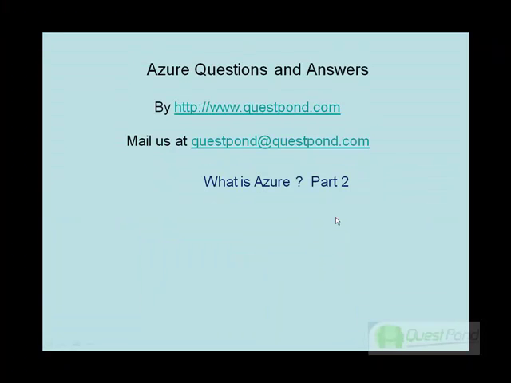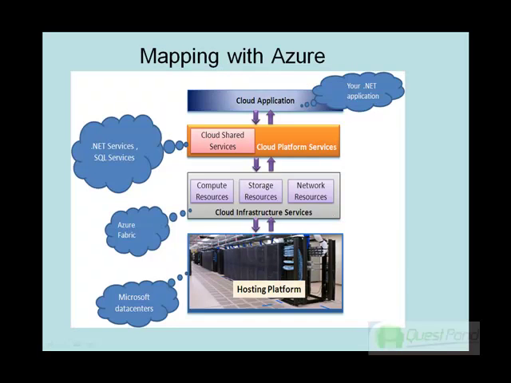So let's start with the second part of what is Azure. In our previous section, we had discussed the 4 different layers associated with cloud computing. So we discussed the cloud computing architecture. Now, in this section, first let's start with understanding how these four layers of cloud computing map with Azure components. So here's a simple snapshot which explains how every component is associated with Azure.